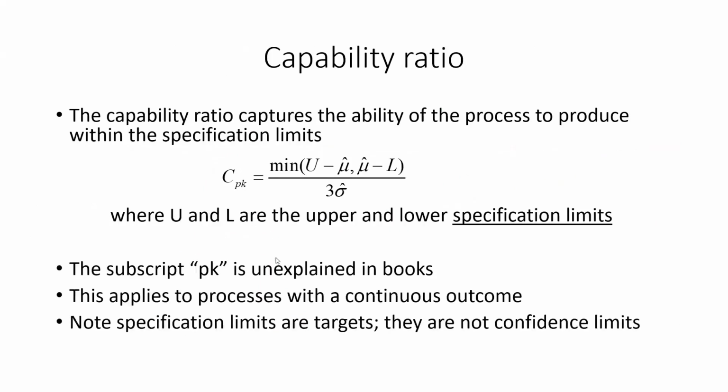The capability ratio is defined as follows, where we have the estimated mean and the estimated sigma. We have the upper specification limit and the lower specification limit. This index Cpk is used in the books, but it's unexplained. I cannot tell you where it comes from. If somebody finds out, let me know. I'm just using the same index that the books also use. This applies for a continuous outcome. And we have to remember that these specification limits are targets, right? This is an externally imposed target. It's not a confidence interval.